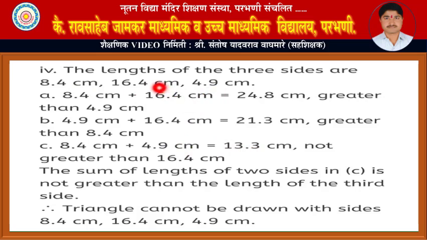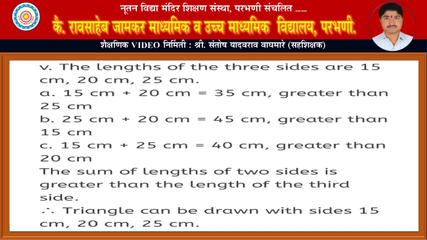The remaining side was 16.4 and 13.3 centimeter is not greater than 16.4 centimeter. The sum of the lengths of two sides in C is not greater than the length of the third side. The same reason. Therefore, triangle cannot be drawn with sides 8.4 centimeter, 16.4 centimeter and 4.9 centimeter.